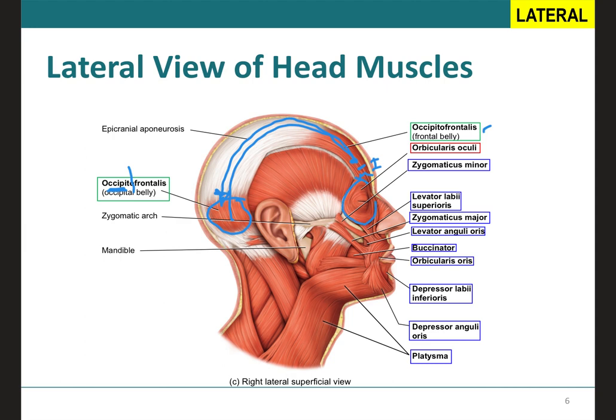Here you have your orbicularis oculi, orbicularis oris, your depressor anguli oris. This would be your buccinator back here. These would be your zygomaticus. Here we can see your levator labii superioris. And we can also see the platysma right over here.